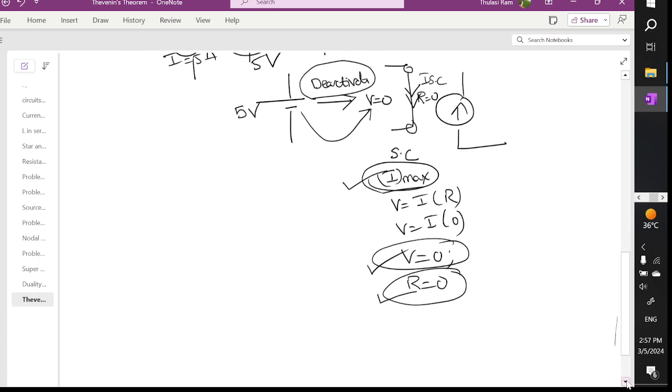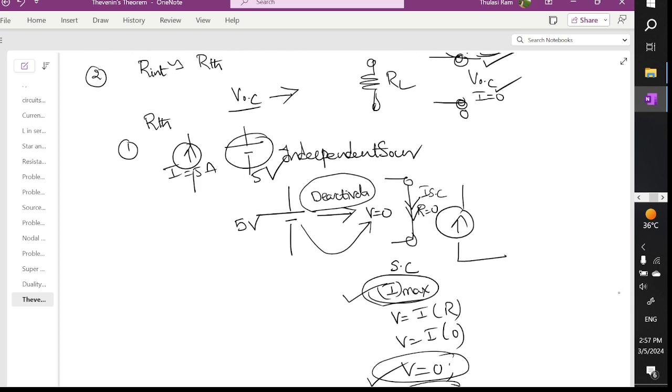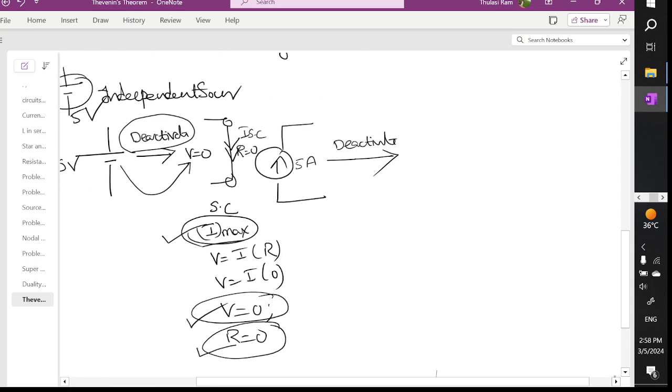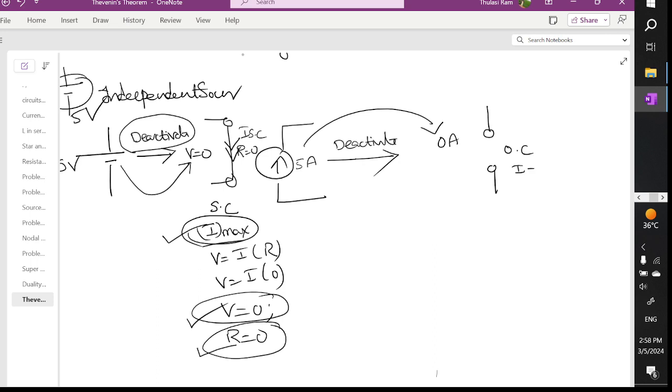Now come to the concept of a current source. Here you have a 5 ampere source, and what is the concept of deactivation? Deactivation is nothing but making this current source 0 ampere. How can I make it 0 ampere? By performing an open circuit. In an open circuit, the current becomes 0, the resistance offered is infinity, and the voltage becomes maximum.